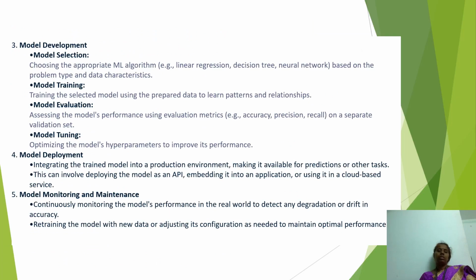The next stage, model development. Under model development, we have four categories: model selection, model training, model evaluation, and model tuning. What is model selection? We choose the appropriate machine learning algorithm, like linear regression, decision tree, or neural network, based on the problem type and data characteristics.